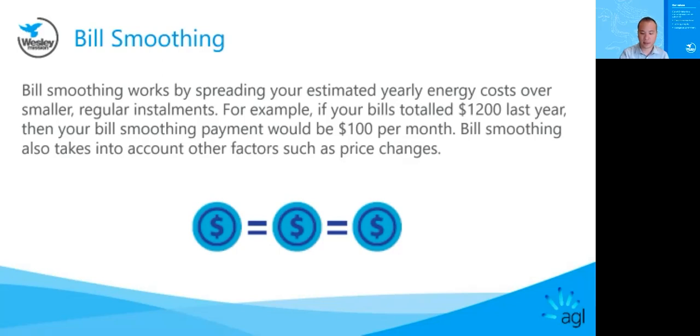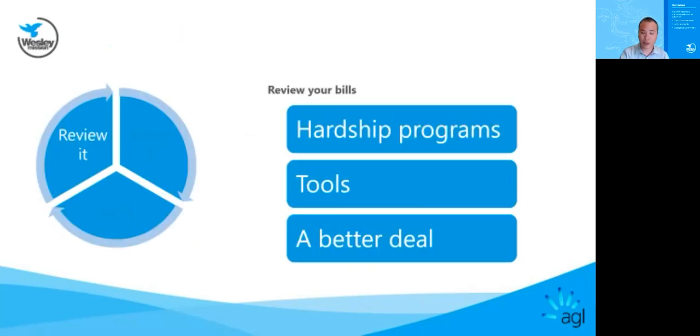And they can bank on that, and it helps them plan. Bill smoothing. There's also hardship programs that people can be connected to. There are various tools that are online that you can use to track what you're using or what you're not using. And if you have a smart meter, sometimes your tools on your phone can tell you your energy suckers in the home. And then finally, thinking about a better deal.